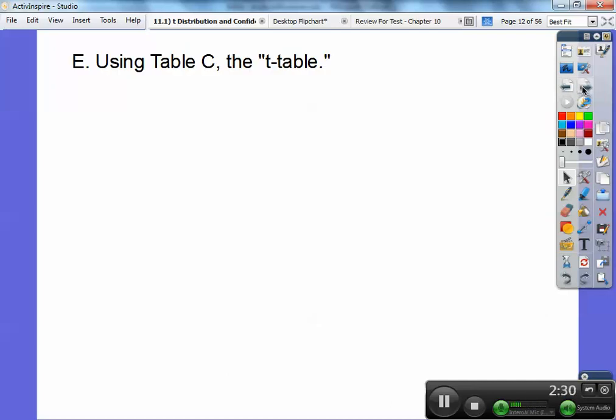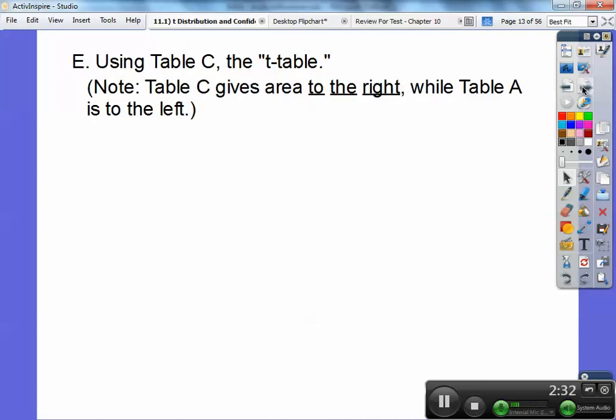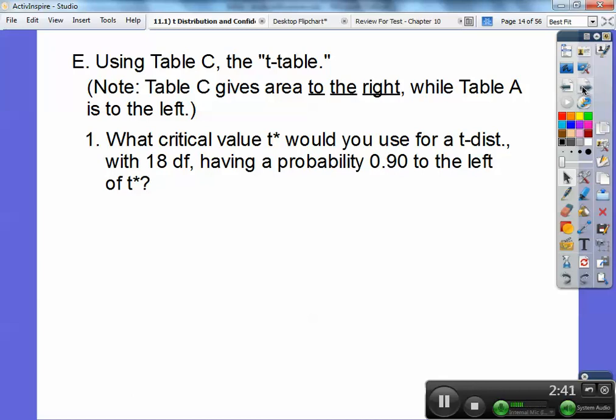All right, so using table C, here's how to get the t table. Everybody has table C now. Table C, I don't know why, always gives you the area to the right. We've been doing table A, which was the area to the left, but table C is the area to the right.